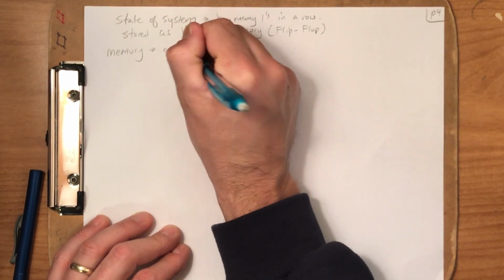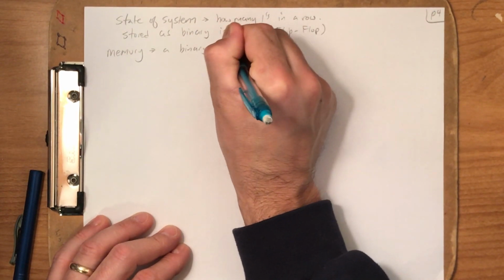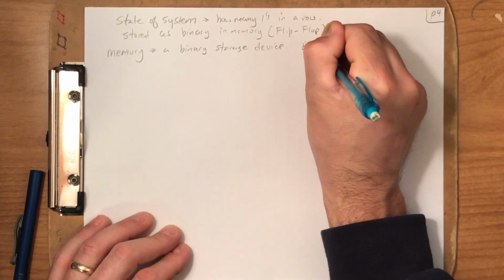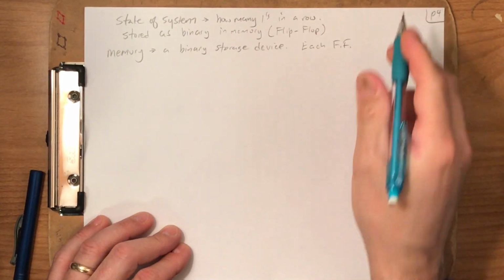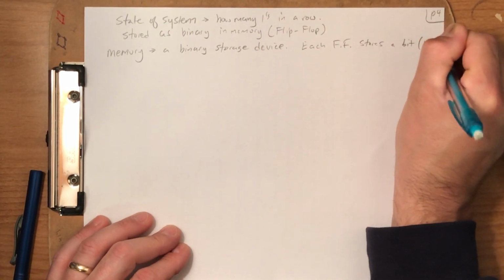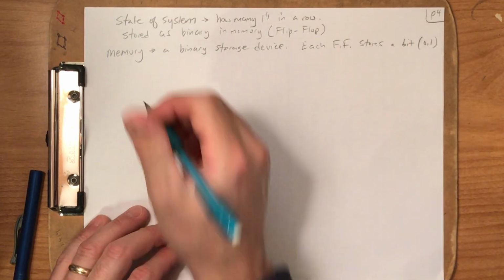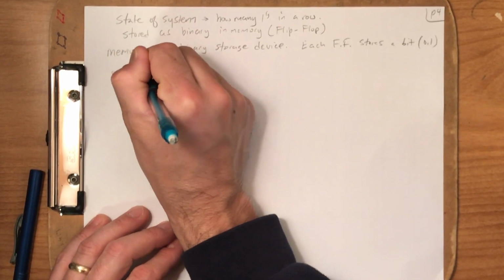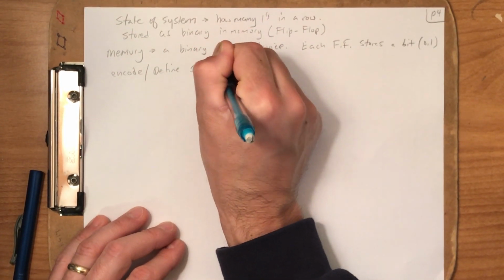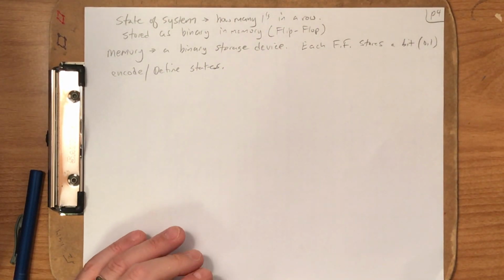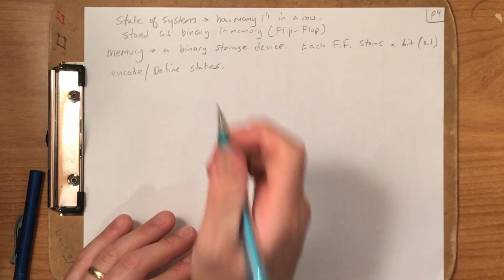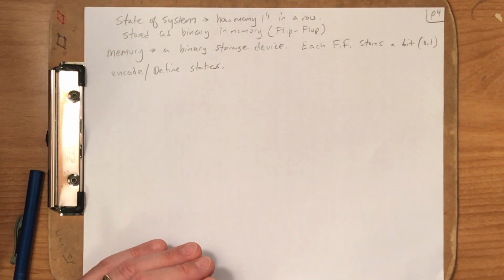Memory is a binary storage device. Each FF, for flip-flop, stores a bit, 0 or 1. So we have to encode and define the states. This is a design decision. It's up to you. I'm going to pick, well, first of all, how many states do we have?